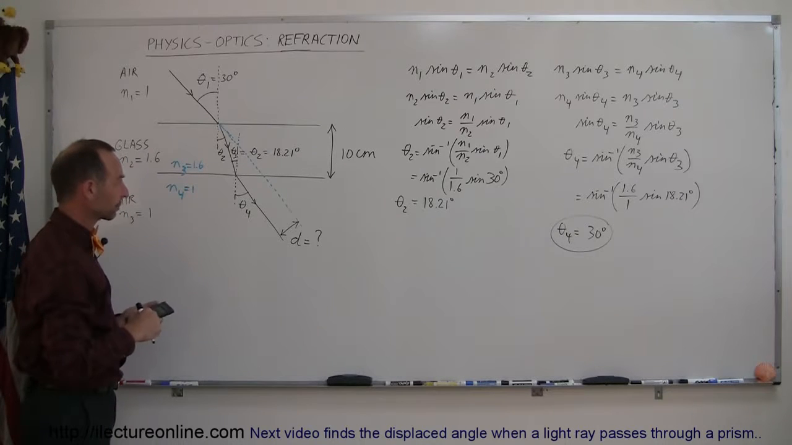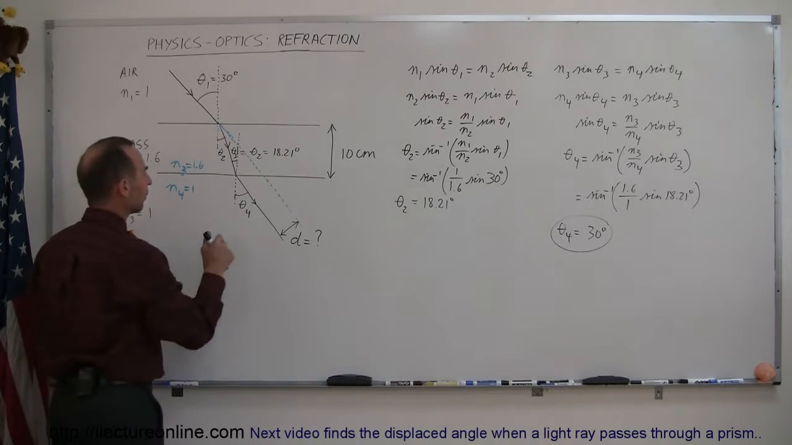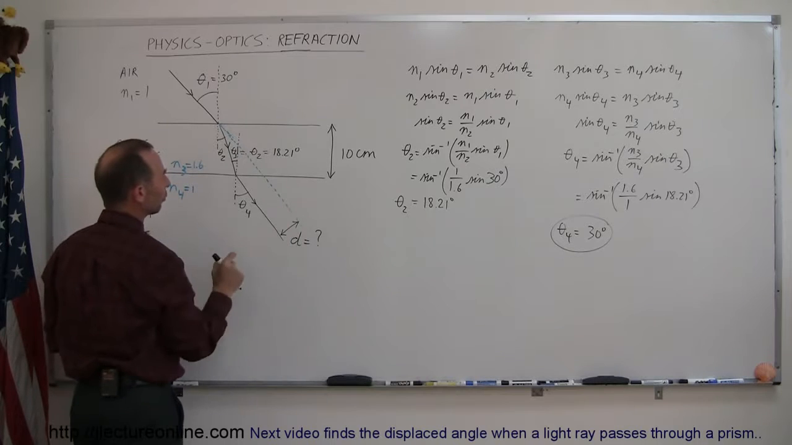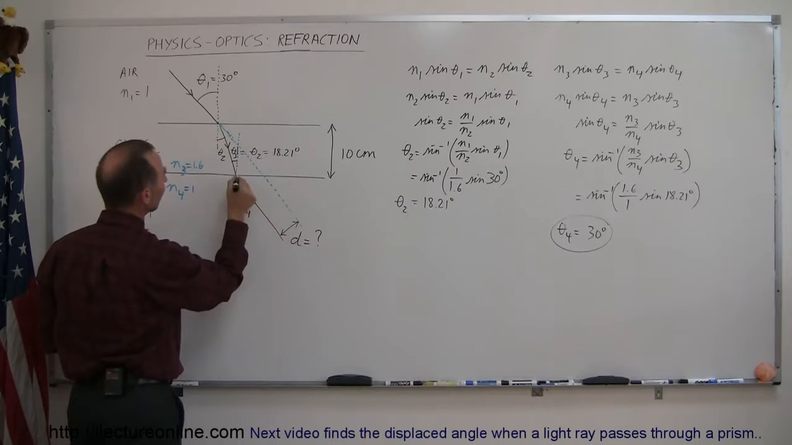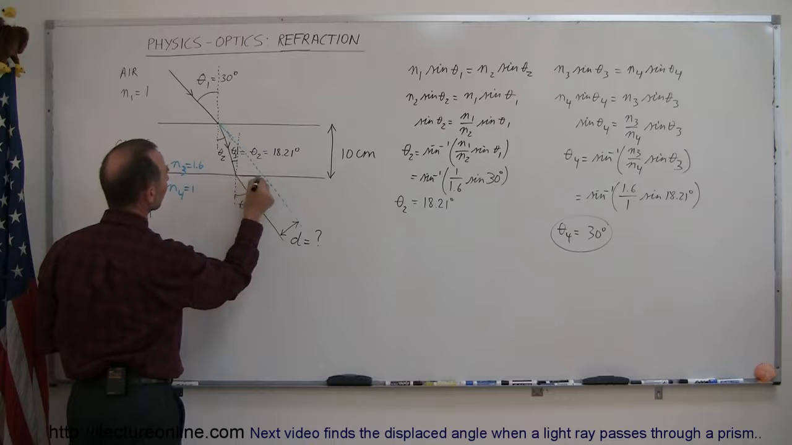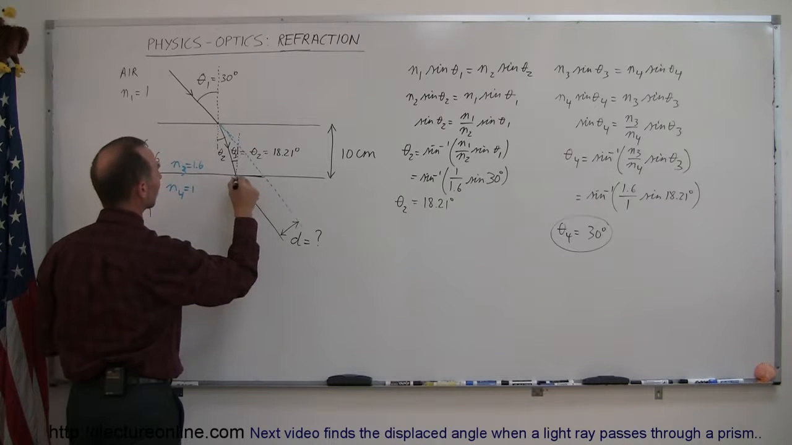All right. Now that we know that, we now need to figure out what d is equal to. So before we start with d, let's figure out what this distance is equal to, right here. So let's call this distance right here x.